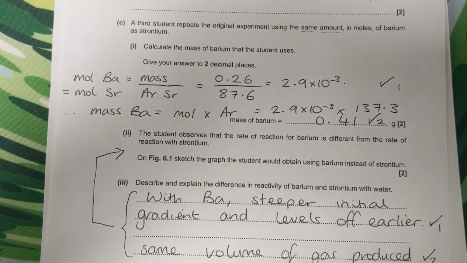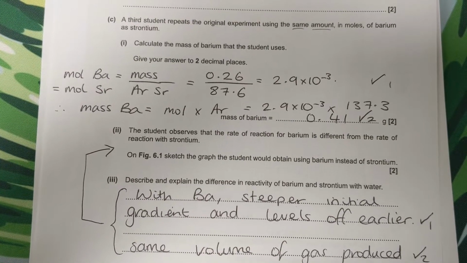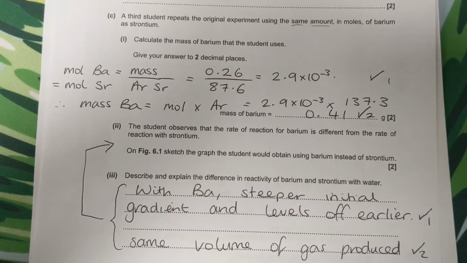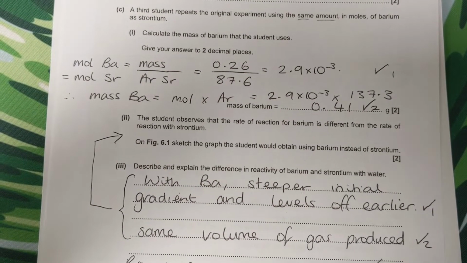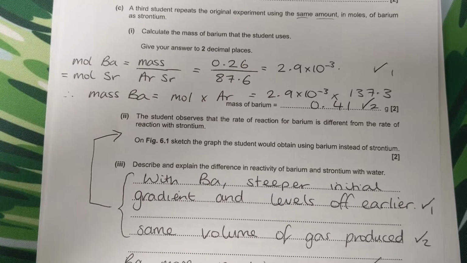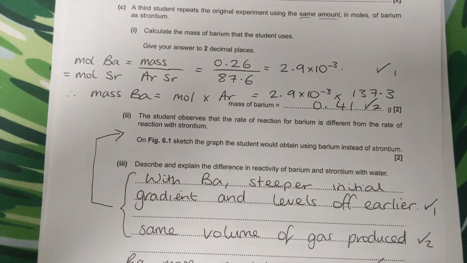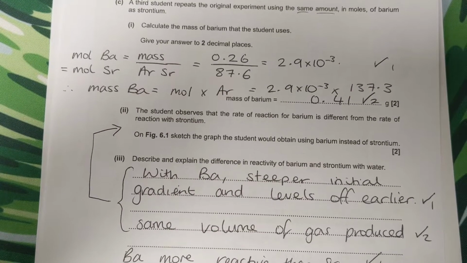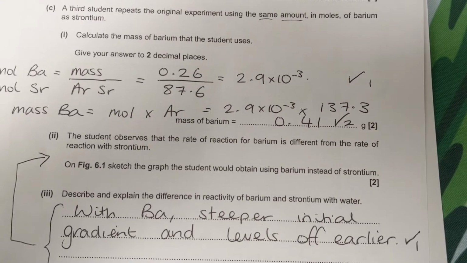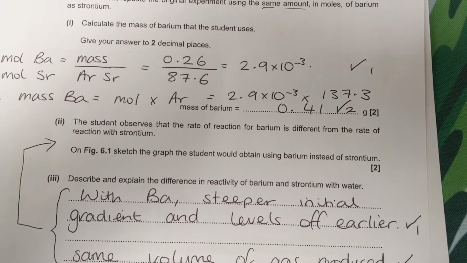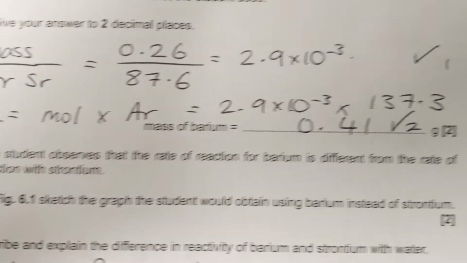Next question, a student repeats the original experiment using the same amount in moles of barium as strontium. Calculate the mass of barium that the student uses. So since the moles are equal, we're going to work out the moles of strontium using mass over the mass number of strontium from the periodic table, and that will also give us our moles of barium. Then we can use the equation mass equals moles times mass number to work out mass of barium. And we come out with 0.41 grams. And to get our second mark, the question says give your answer to 2 decimal places.